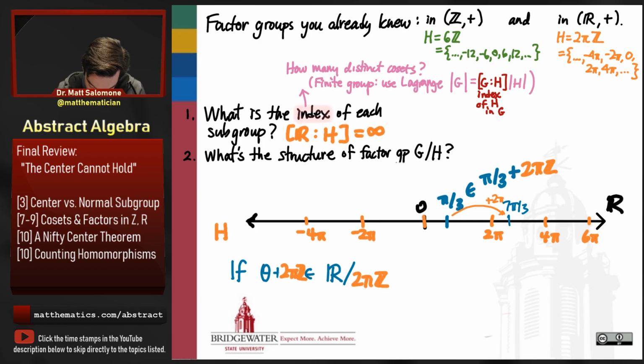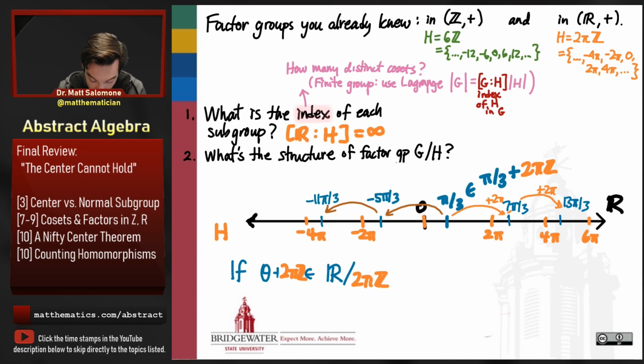And if I add 2 pi again, I'm going to get 13 pi over 3. If I subtract 2 pi instead of adding, I'm going to get minus 5 pi over 3. If I subtract one more time, I'm going to get negative 11 pi over 3. And so on and so on.